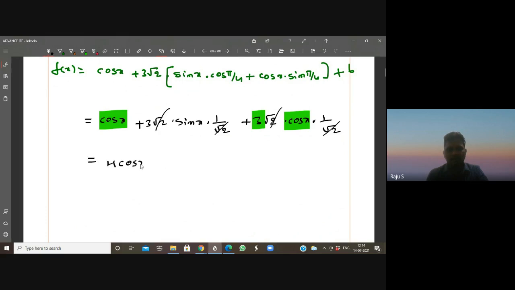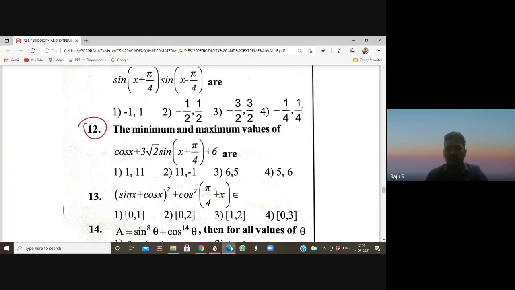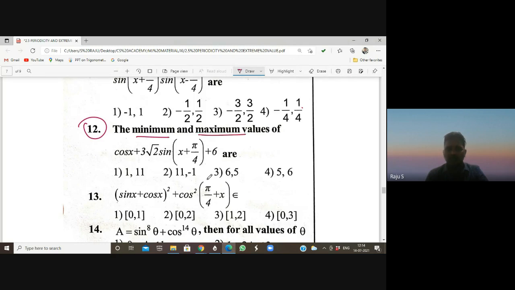4 cos x plus 3 sin x plus 6. Now it is in standard form. Clearly it is in the form of a cos x plus b sin x plus c. C value is 6. So what are the a, b, c values? A value is 4, b value is 3, c value is 6. Now finally, what is the question here? We need to find the minimum and maximum.